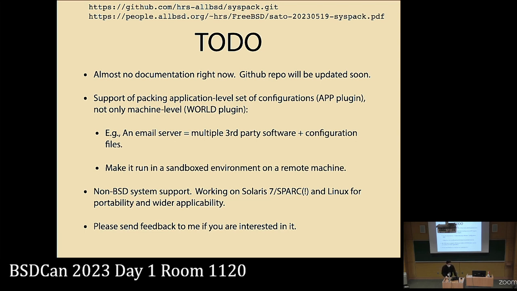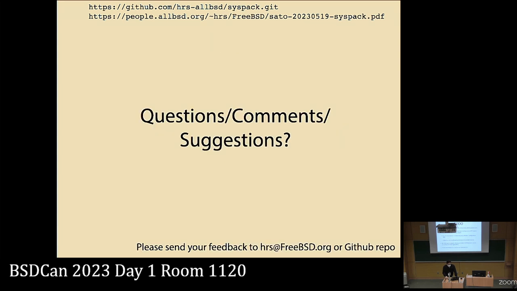And non-BSD system support is another target, because my environment requires Linux or other old operating systems. So Series 7 is one of the environments I'm using to confirm the portability or the applicability of the system. BSD Make is quite portable, and so 7 is usable. Okay, so time is up. So, questions, comments, and suggestions.